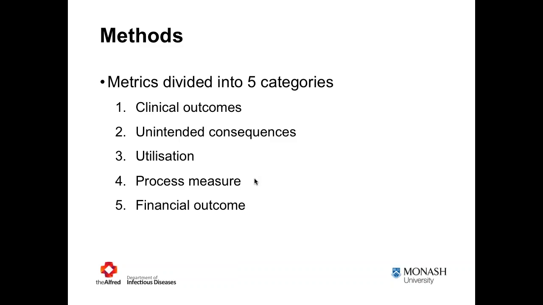They divided the metrics into 5 different categories according to what they thought were aspects of care. The first one was clinical outcomes, the second was unintended consequences, the third related to utilisation, the fourth was process measures, and the fifth was financial outcomes.